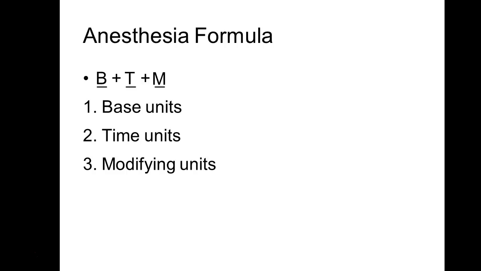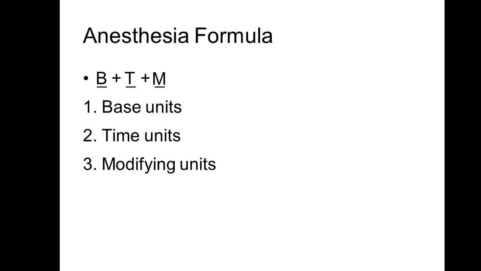On my CPC exam, I got a question where they gave me the base units, the time units, the modifying units, and the conversion factor, and I had to pick out of the 4 answers which one of them was correct. So let's start. Every single anesthesia code has a base unit assigned to it. The base units are based off of the complexity of the surgery. A surgery on the muscle of the left arm is going to have a smaller base unit than a heart transplant surgery, which is going to have a much higher base unit.